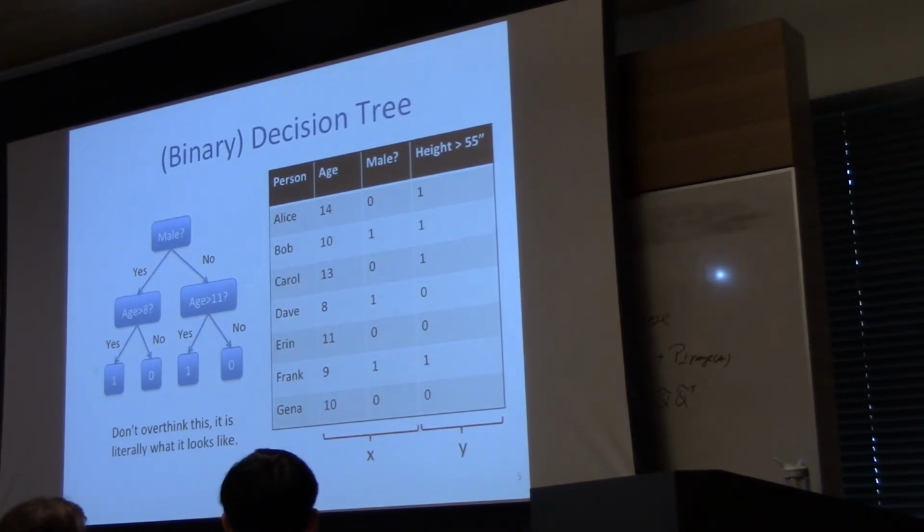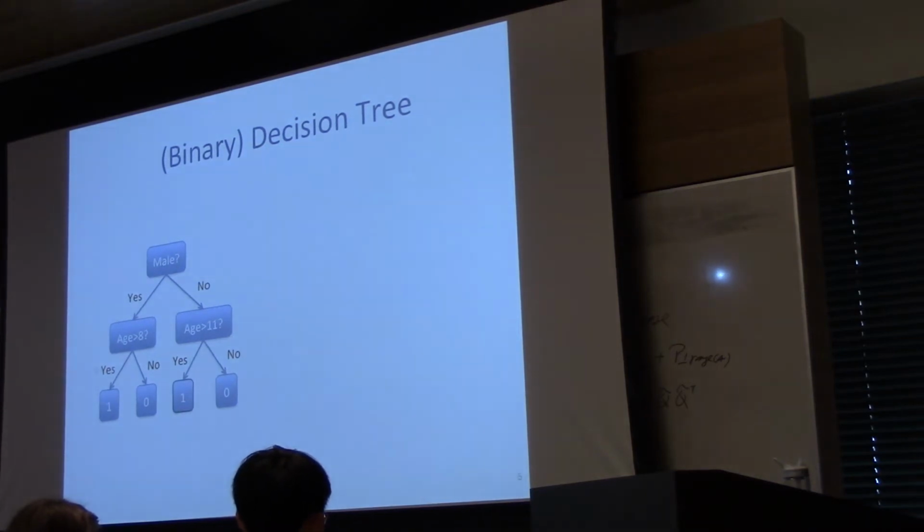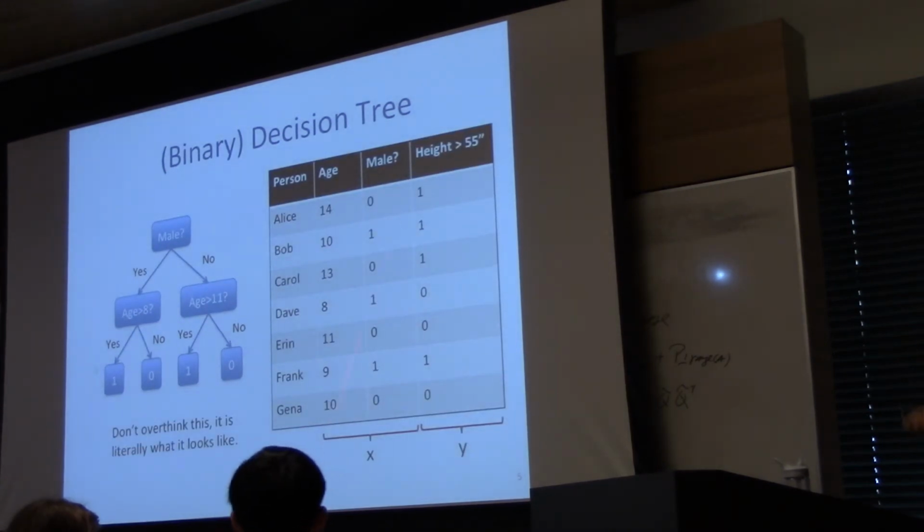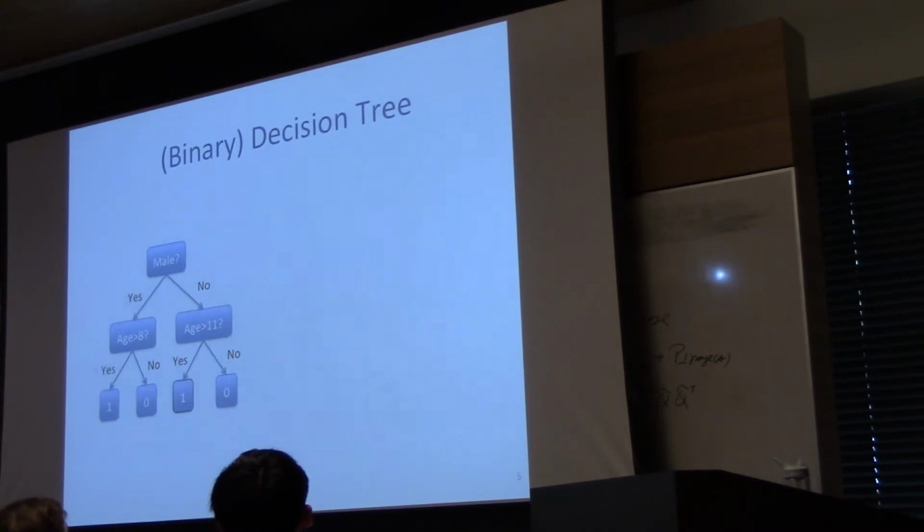A binary decision tree is exactly what it looks like. It's very simple conceptually. It's just a sequence of yes/no questions on the input query until you're confident enough to make a prediction about what the instance class label is. Okay? So for this example that I'll be using as a running example, and you've seen this already in the previous lecture, we have two x features, which are the age and the gender, and the y feature is whether or not the height of the person is above 55 inches.